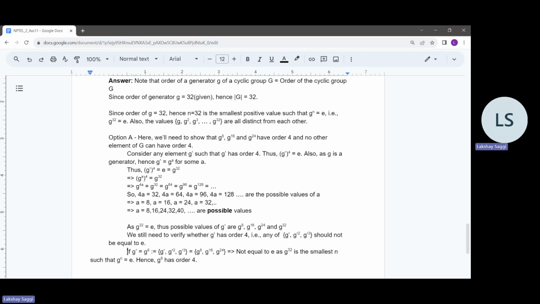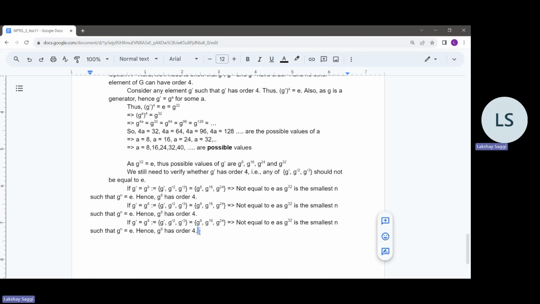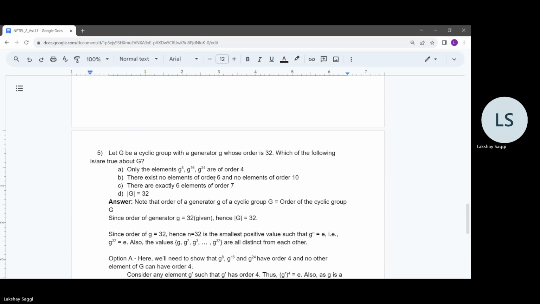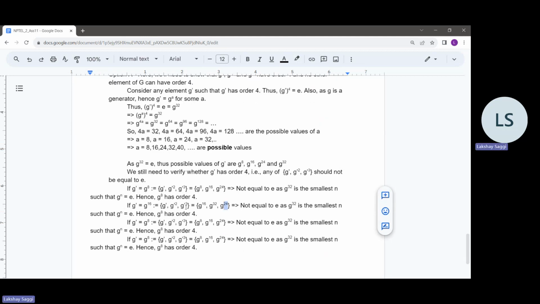Now we again consider the case, I'll just copy this and paste this for g to the power 16. And similarly for other cases, I'll just be copy pasting for now and change the values. So we verified that g to the power 8 has order 4. Now we'll go for g to the power 16. So it will be g raised to the power 16, g raised to the power 32, and g raised to the power 48.